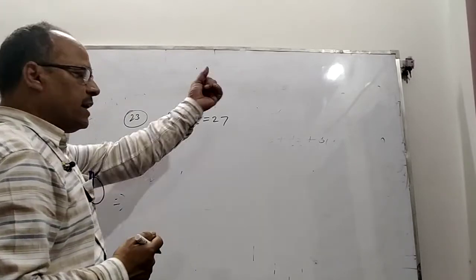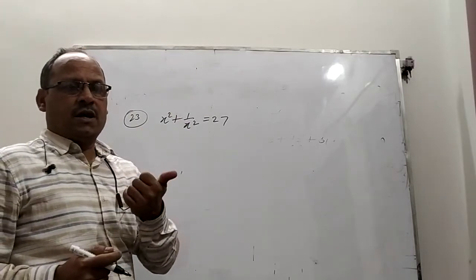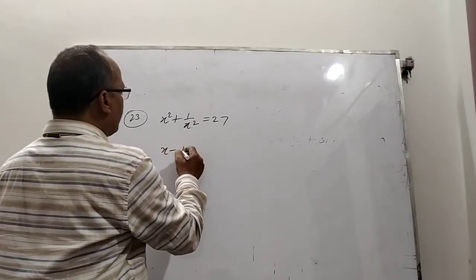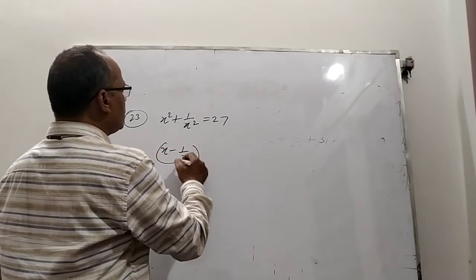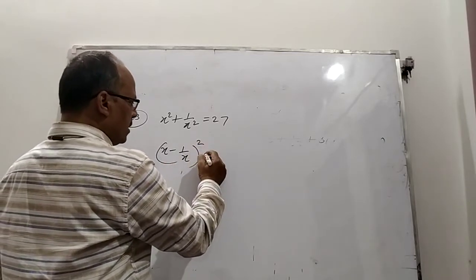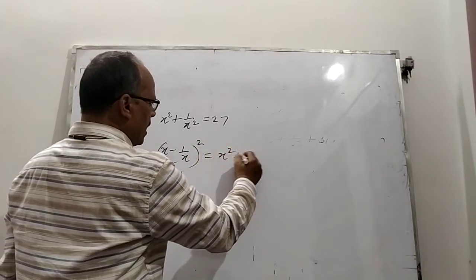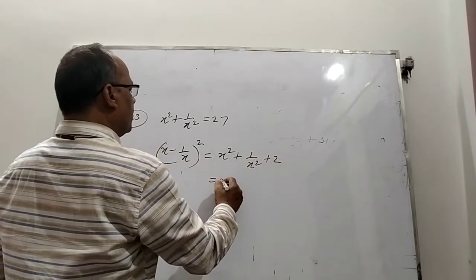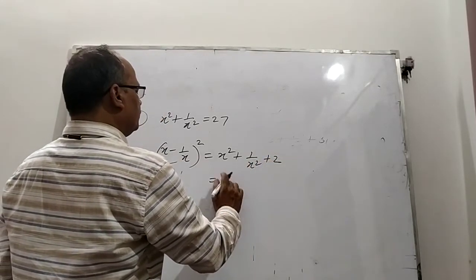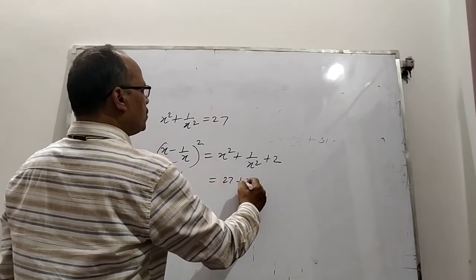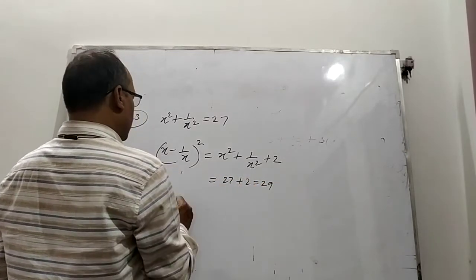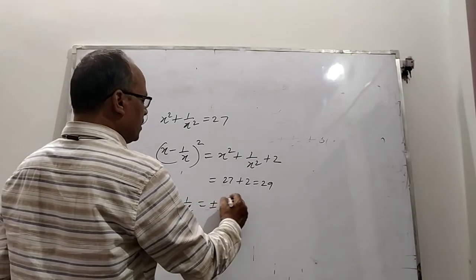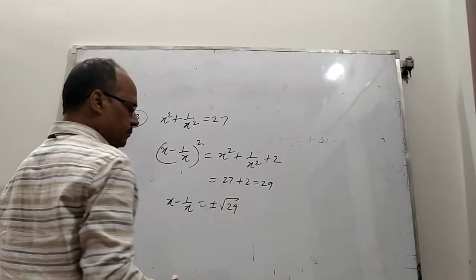So it is a simple thing: we take the square of x minus 1 upon x, and you will get this part. So better you take the square of x minus 1 upon x. This is good. You take the whole square. So you expand: x square plus 1 upon x square minus 2. Then what is the value? 27 plus 2 equals 29. So x minus 1 upon x equals plus minus under root 29.